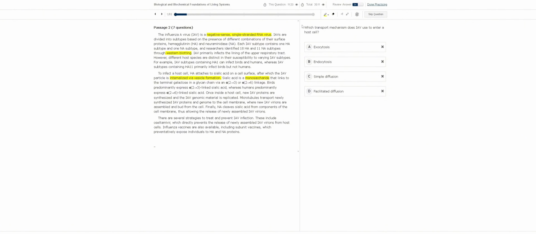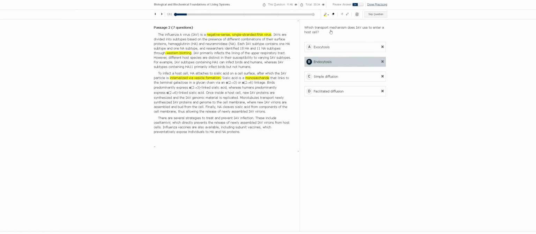Question 1 of passage 2. Which transport mechanism does IAV use to enter a host cell? So recall that from our second paragraph where we highlighted internalized via vesicle formation. That tells me right off the bat it could be something with endocytosis. So let's look at our answer choices. I can see right away that endocytosis is our answer, so I'm going to select that.